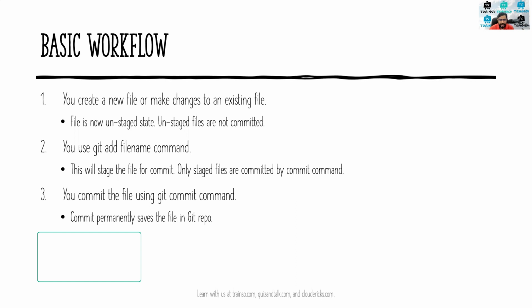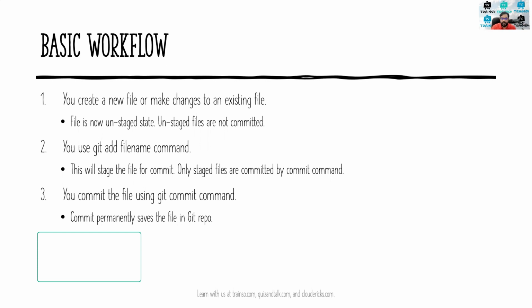You use the git add file name command. This will stage the file for commit. As I mentioned, only staged files are committed by the commit command. Then commit the file using the git commit command, and commit permanently saves the file in your local Git repo.